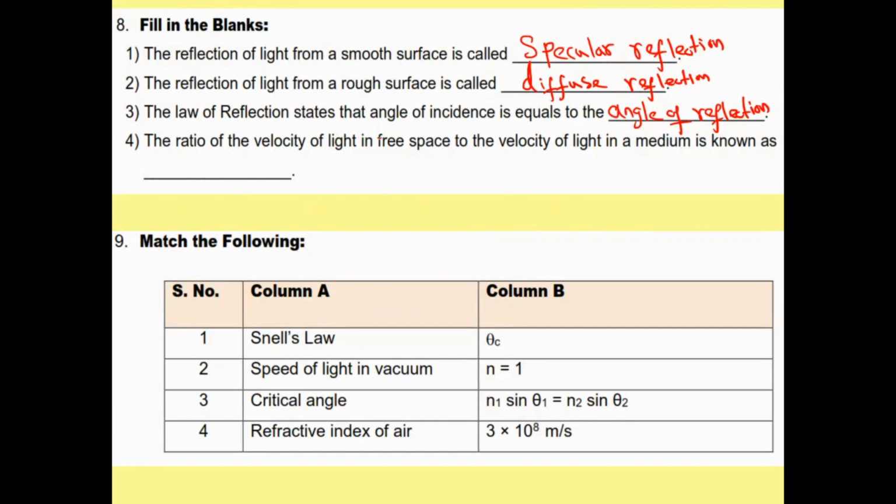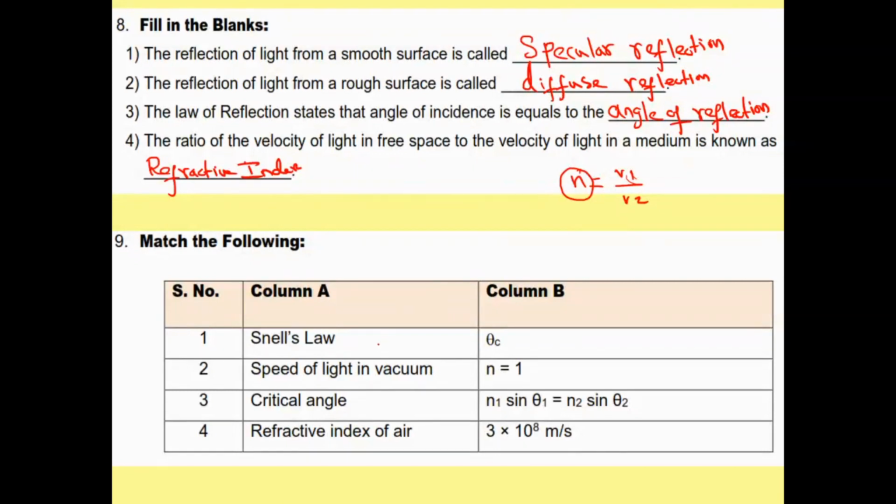And the last part, the fourth question: the ratio of the velocity of the light in the free space to the velocity of the light in the medium is known as, we studied the formula for the refractive index. What is the formula for the refractive index? N is equal to V1 over V2. Here V1 is the speed of the light in the vacuum, and vacuum is nothing but the free space. V2 is the speed of the light in the given medium. So V1 over V2 is nothing but N, the refractive index. So the answer for the fourth question is refractive index. Clear? Okay.